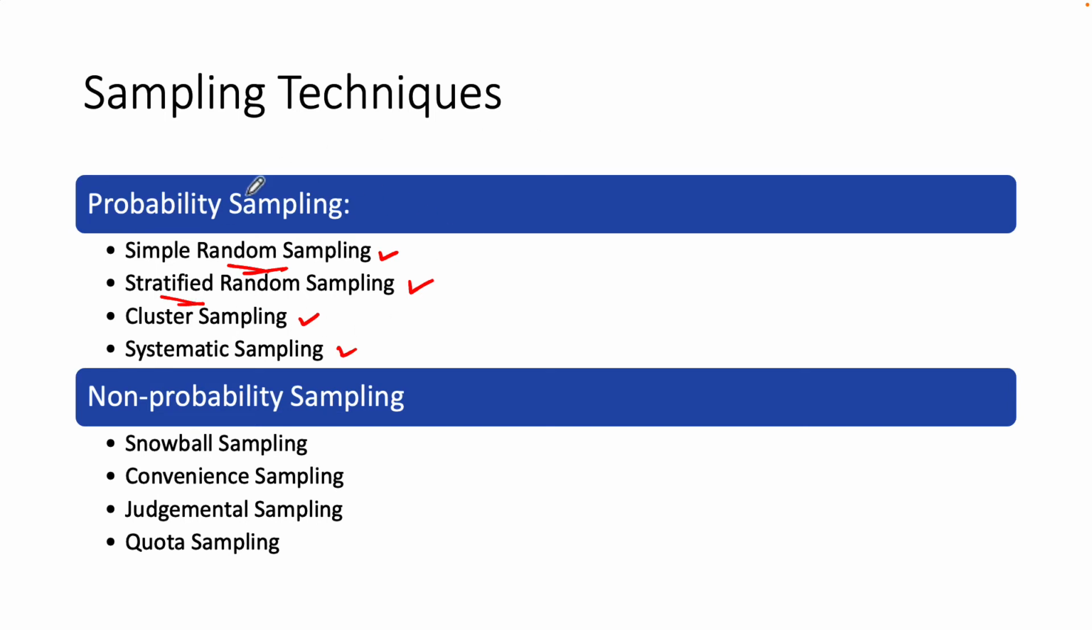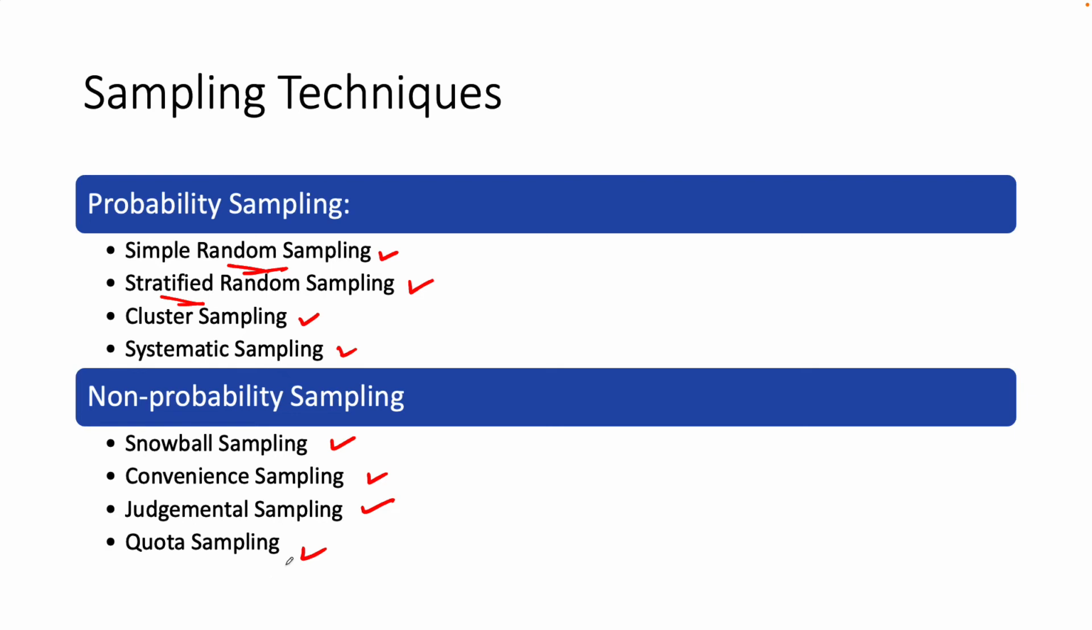Now, apart from these probability sampling techniques, we also have non-probability based sampling techniques. So just remember it for your understanding. Okay, these are all non-probability based. There is snowball sampling, convenience sampling, judgmental sampling, and quota sampling. So these are the other techniques that we have under non-probability sampling techniques.